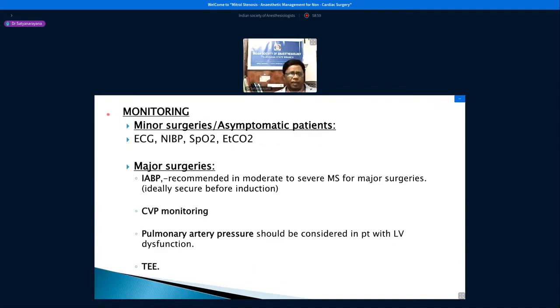And monitoring: yes, for minor cases, asymptomatic, a simple ECG, NIBP, SpO2, ETCO2 is enough. But in major surgeries, invasive monitoring like intra-arterial blood pressure monitoring is recommended, particularly for moderate to severe cases in major surgery. Ideally, it should be secured before induction. And CVP monitoring, yes, it is mandatory. But remember that if there is an LV dysfunction, the CVP monitoring will not correlate with what is happening on the left side of the heart.